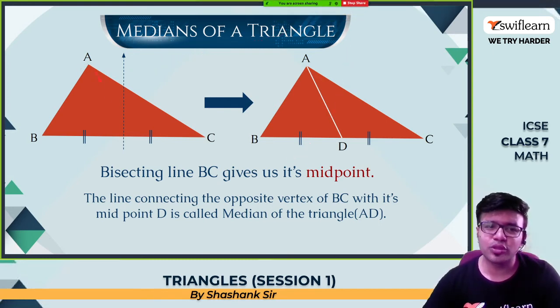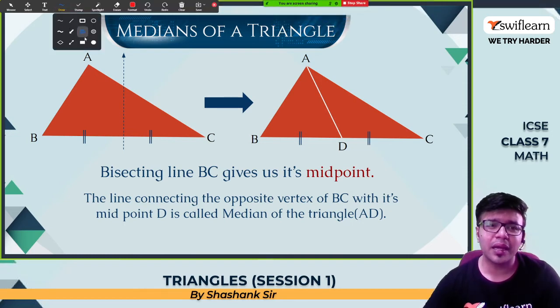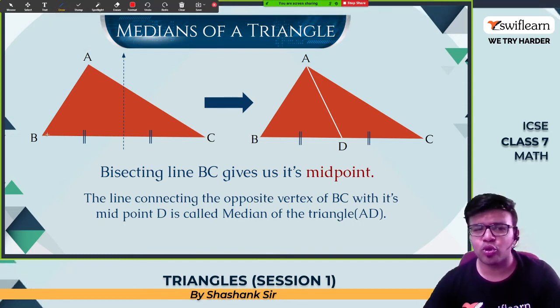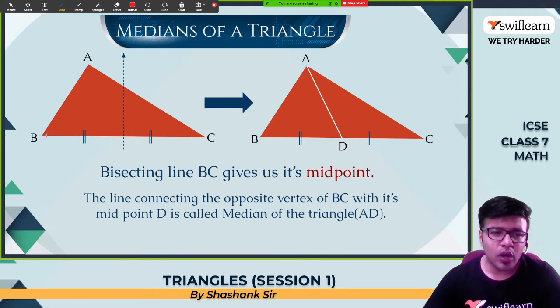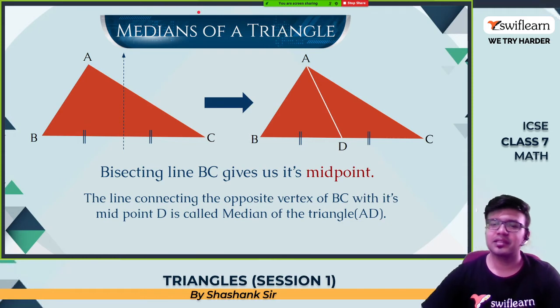The line that joins a vertex and the midpoint of the opposite side is called a median. Sir, can we draw more than one median? Yes, of course, you can draw three medians. Look, vertex B and the midpoint of AC, this is also one median. This we have already drawn. Vertex C and the midpoint of AB. So totally we can draw three medians.